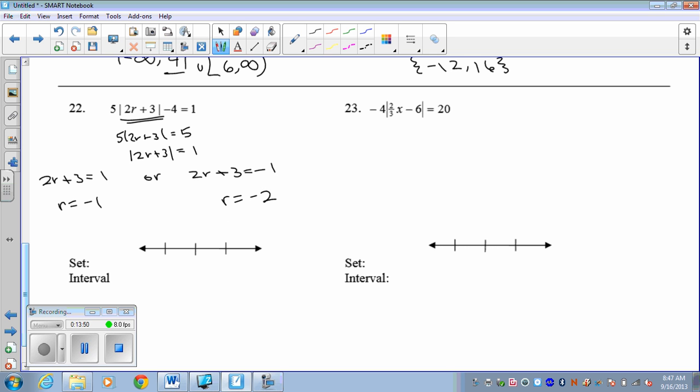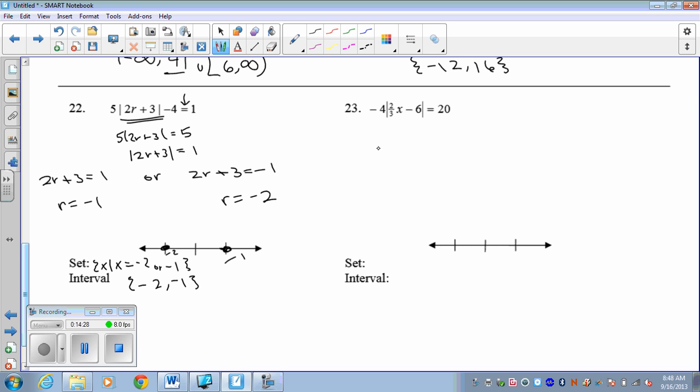So here's negative 2. Here's negative 1. There we go. Again, no arrows this time because it's just equals. So our set notation, x such that x equals negative 2 or negative 1. Interval notation, same thing. Since there's no real interval, we can just use the little abbreviated squiggly brackets there. There we go.